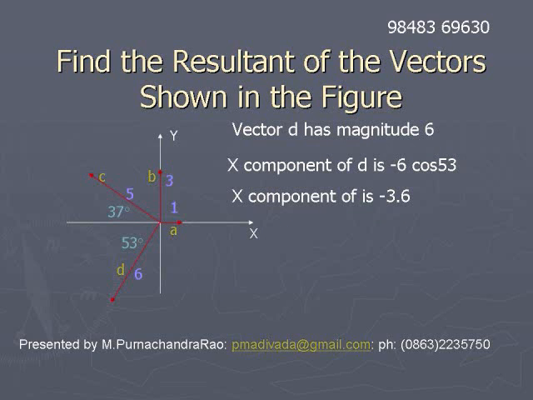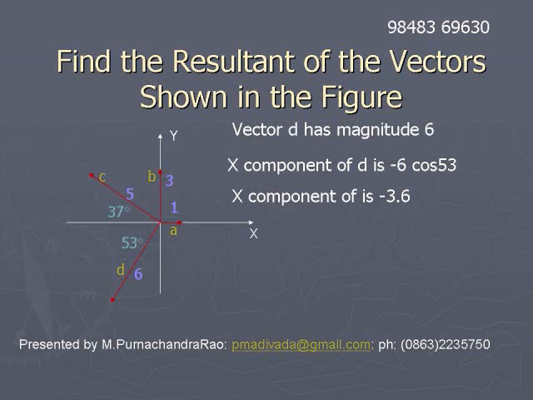The magnitude of vector D is 6 units. It is in the third quadrant. It is making an angle 53 degrees with the x-axis. Its x component lies along the negative direction of the x-axis and the y component lies along the negative direction of the y-axis. So 6 cos 53 is the x component, 6 sin 53 is the y component. Because both components lie along negative directions, the x component is minus 6 cos 53 and the y component is minus 6 sin 53.